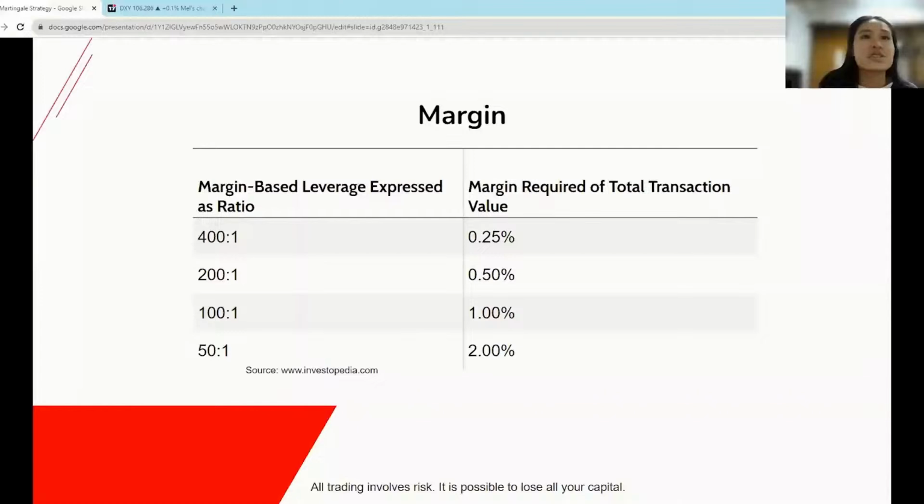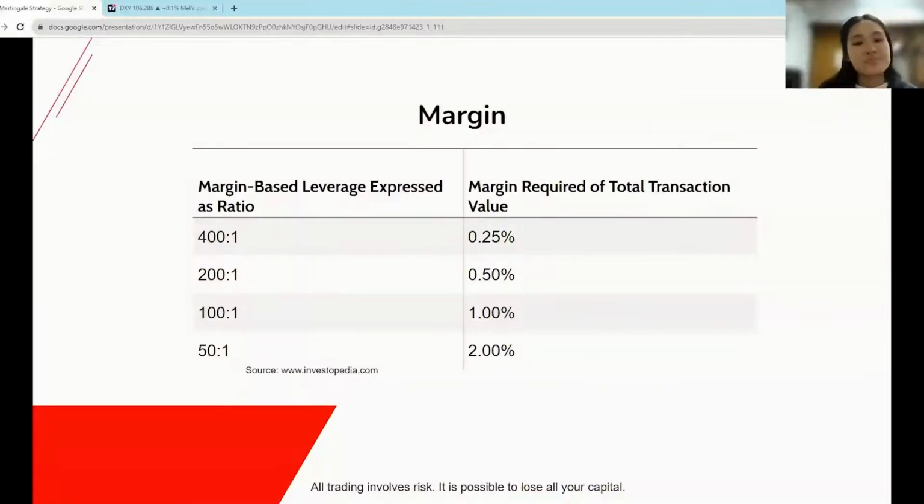So this is just how to calculate margin if you are curious. Most of the time, whatever trading platform you're using will calculate it for you. But yeah, margin-based leverage basically equals the total value of transaction divided by the margin that's required.